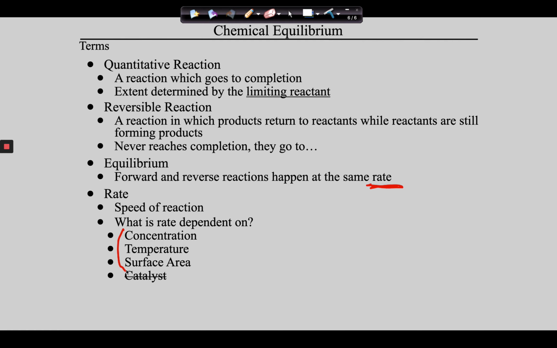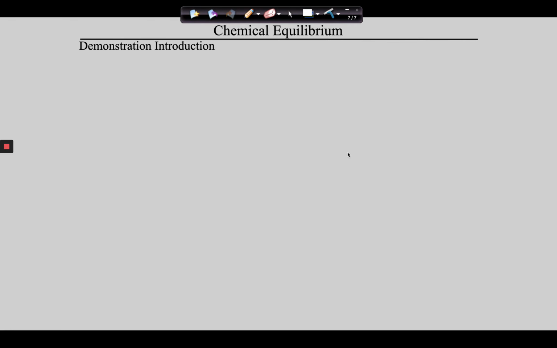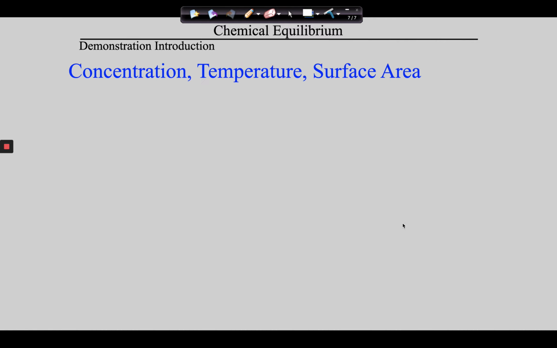These never end. Instead, they go to equilibrium. Equilibrium is the condition where the forward and reverse rates are happening at the same time. And remember that rate is dependent upon concentration, temperature, and surface area. Okay, so moving forward then, how do we understand this idea of equilibrium? What does it look like when a reaction is moving forward and reverse at the same rate, at the same speed? Well, what we're going to do is look at a demonstration that's actually a YouTube video, much like the one that we normally use in class.